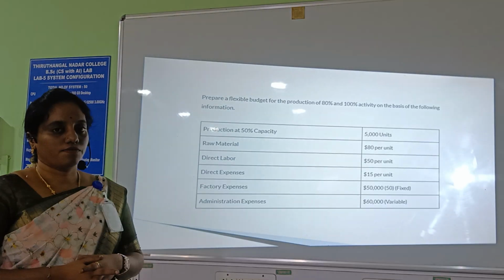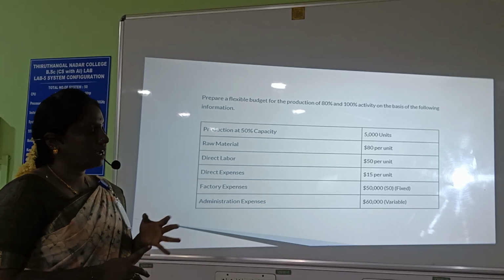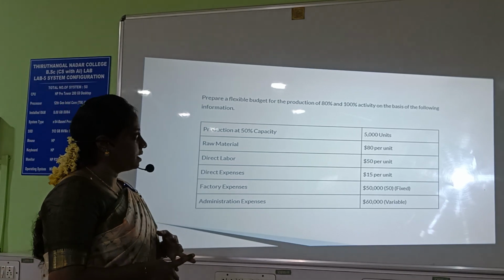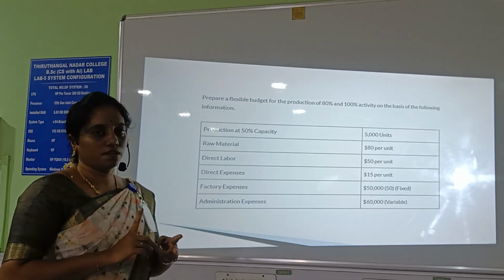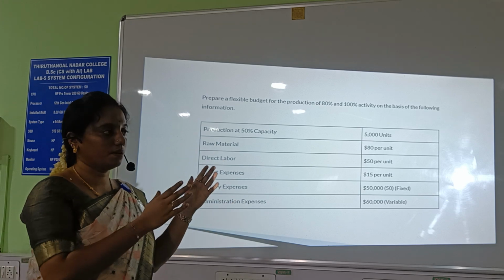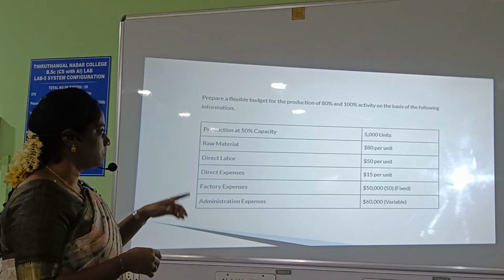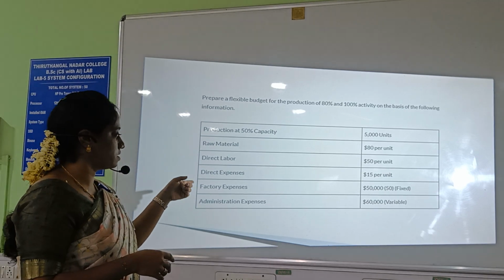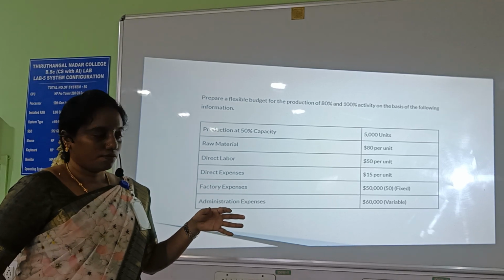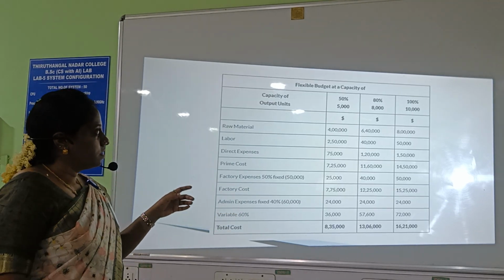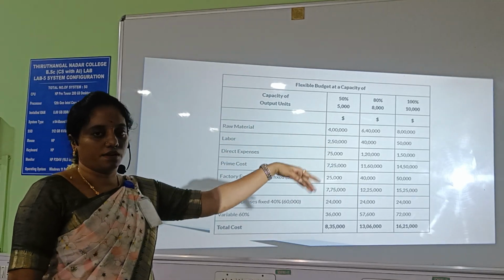So next one is preparing flexible budget. Prepare a flexible budget for the production of 80% activity and 100% activity. Production at 50% is given. Keeping this as a base, we have to prepare for 80% and 100%. Raw materials, labor, direct expenses, factory and administrative expenses are given. We have to prepare a flexible budget at a capacity of 50%, 80% and 100%.